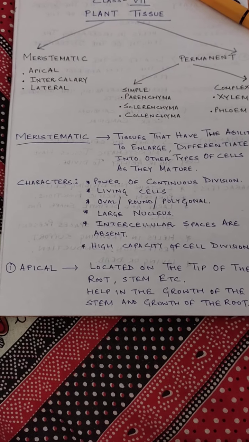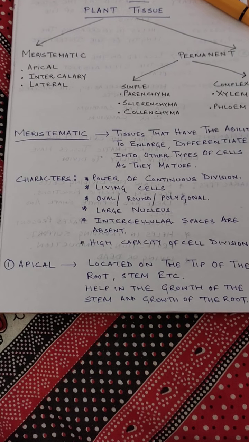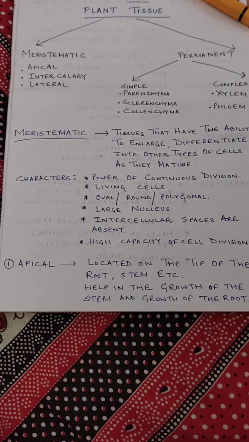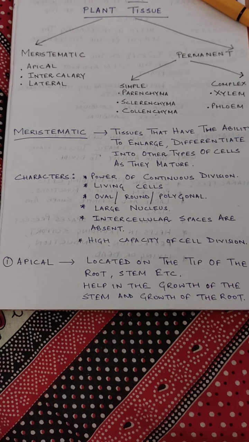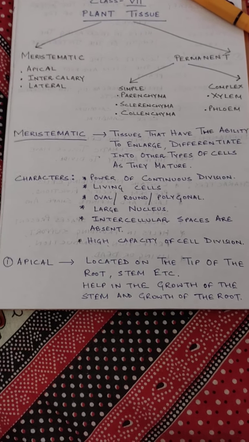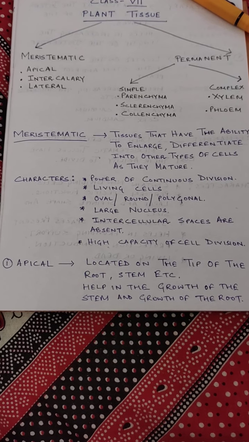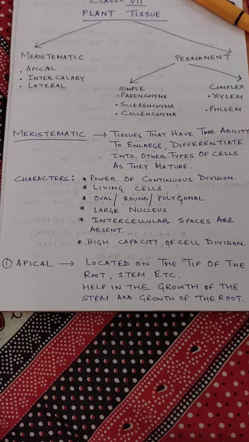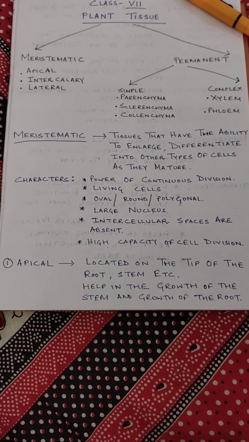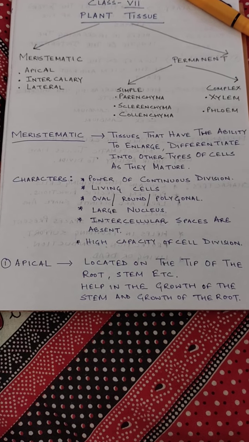Now the first type of meristematic tissue is apical meristem. They are located on the tip of the root, stem, etc. Just now we have seen the diagram, so I think it's clear to you. It helps in the growth of the stem and also in the growth of the roots. Growth of the stem above the ground and growth of the root below the ground.